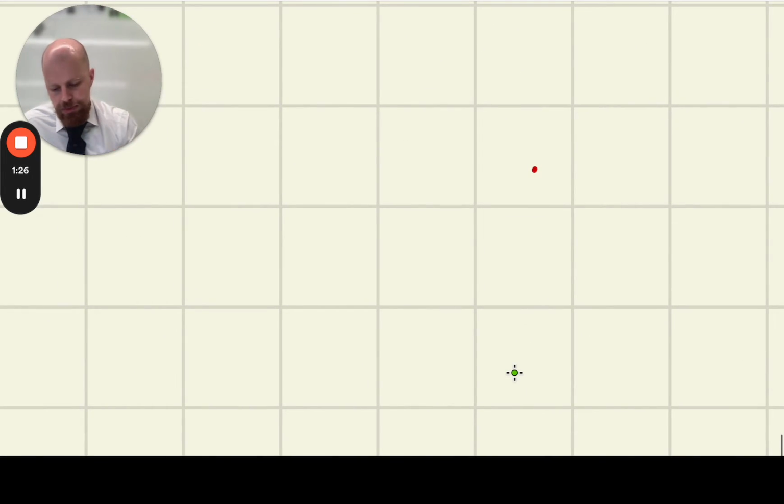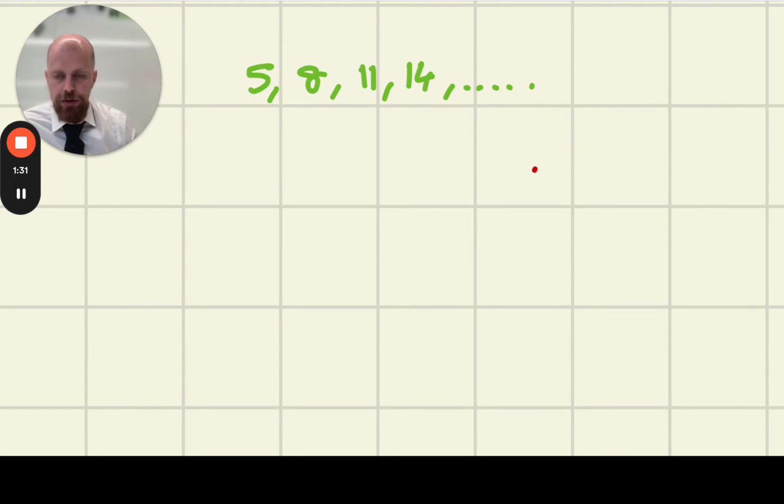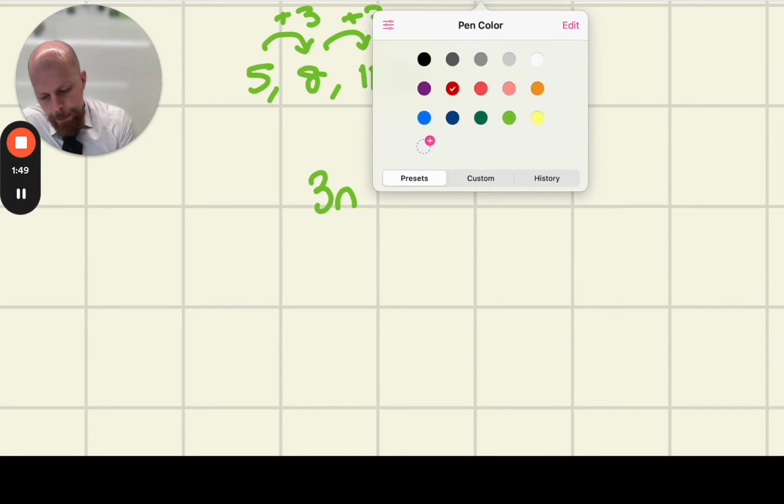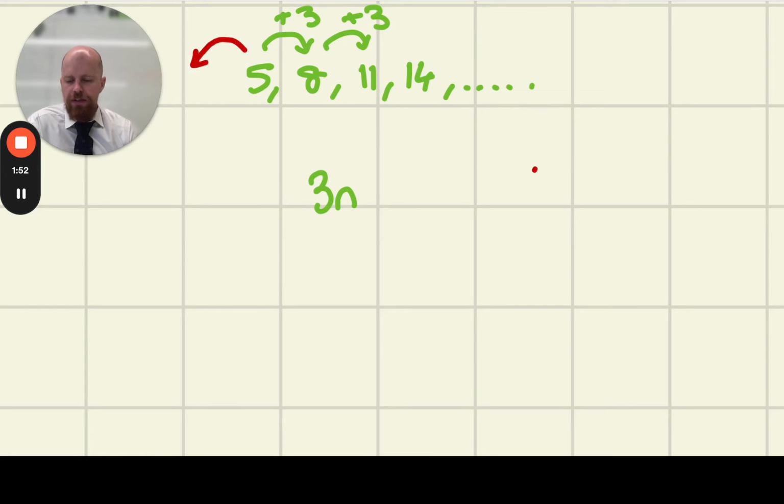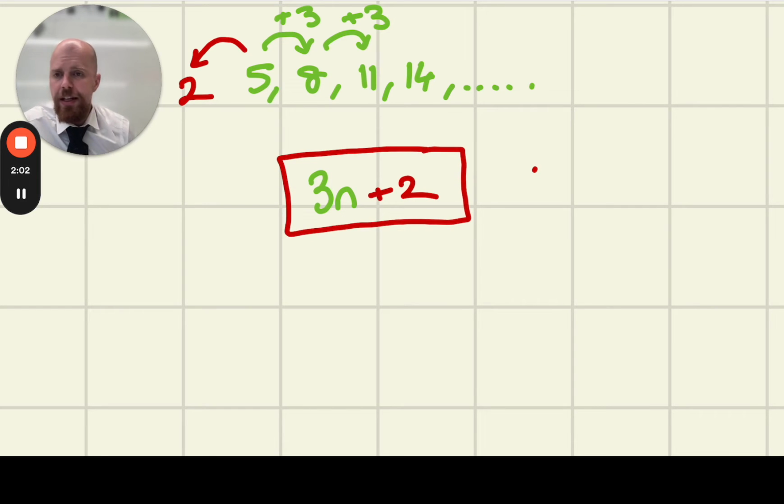Let's take another example. Let's say we're going 5, 8, 11, 14, and so on. We are in the 3 times tables because we're going up by 3 each time. The rule is add 3. That means that it is 3n because we are jumping by 3s each time. Now, I can compare to the 3 times tables, but the quickest way to do it is just to go back 1 term. If I go back 1 term, I minus 3 off, I get 2. This is the number at the end, the plus 2. That is the nth term of my sequence.